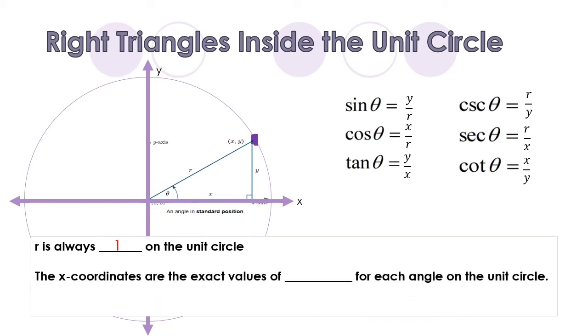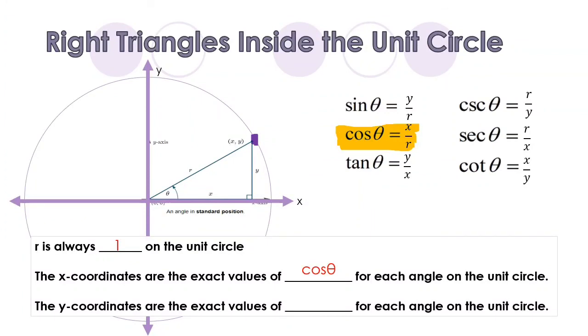The x coordinates are the exact values of, now check this out, if r is 1, and we look at cosine, cosine is x over r. So if cosine is x over r and r is 1, that means that cosine is x. So the x coordinates are the exact values of cosine for each angle on the unit circle. Remember, we're going to draw multiple right angle triangles on this unit circle. So take a guess as to what the y coordinates are.